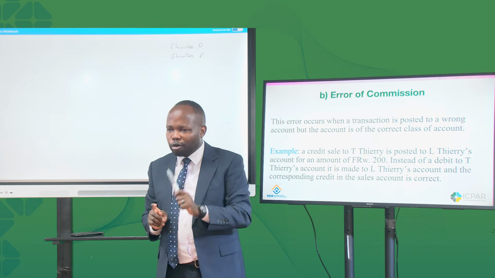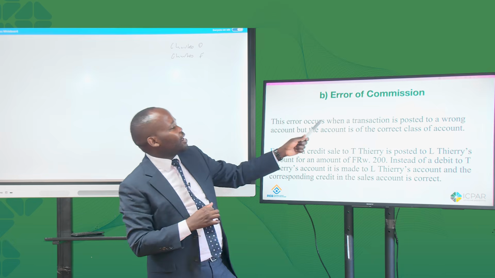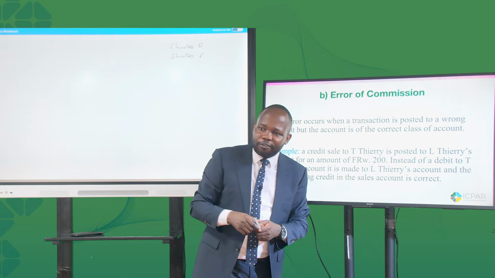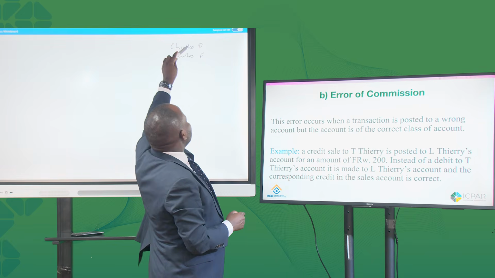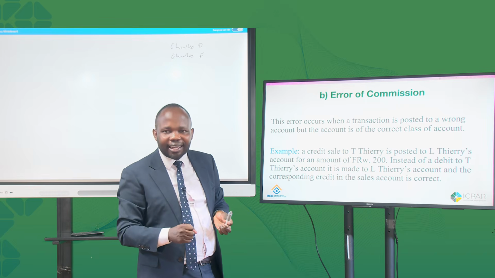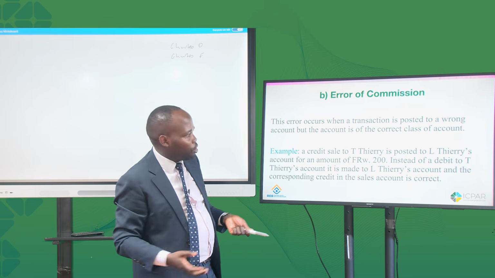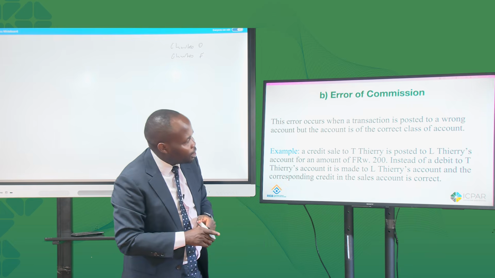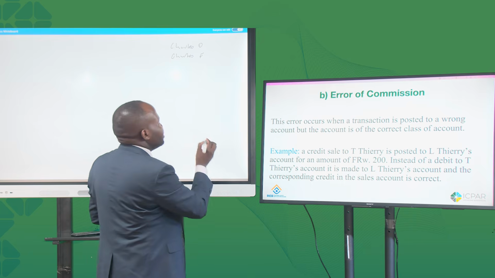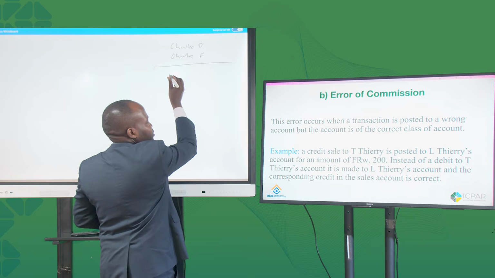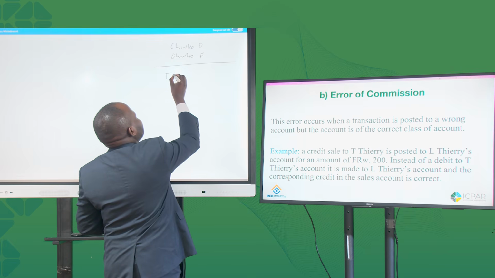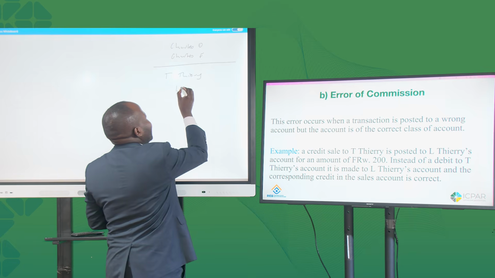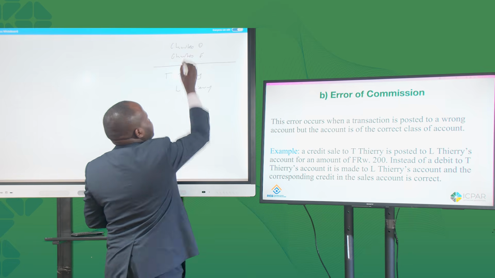That is an error of what? Commission. This error occurs when a transaction is posted in the wrong account, but the account is of the correct class of account. So both Charles O and Charles F are customers. They are receivables. Example, a credit sale to T Theory is posted to L Theory.